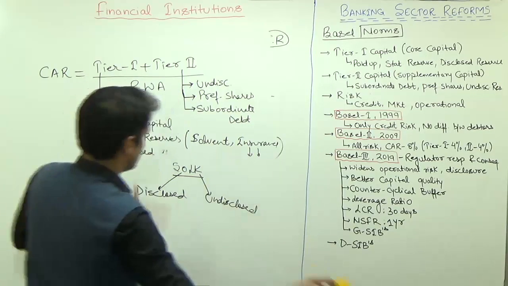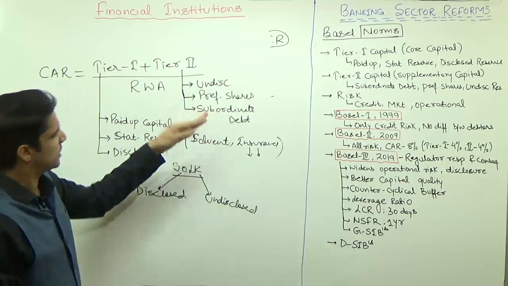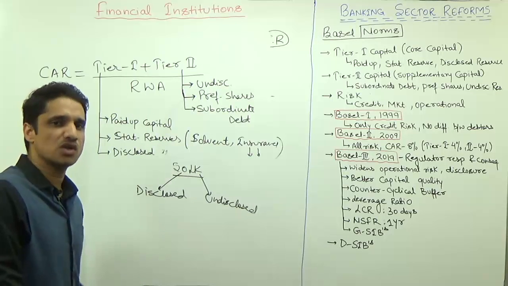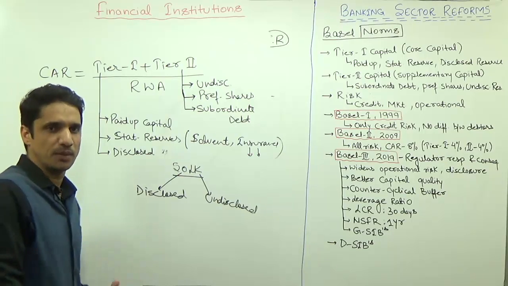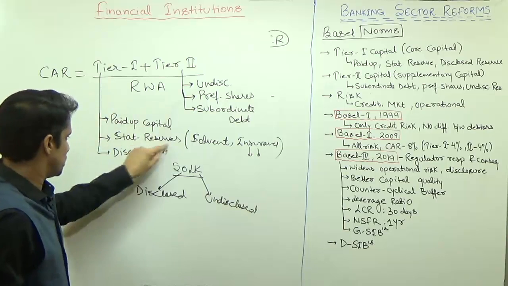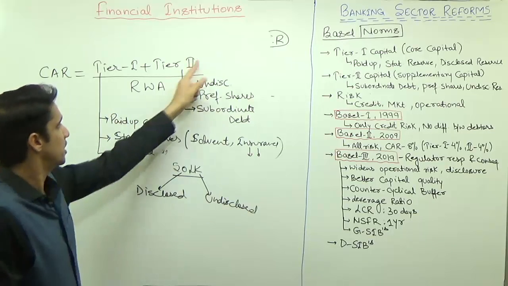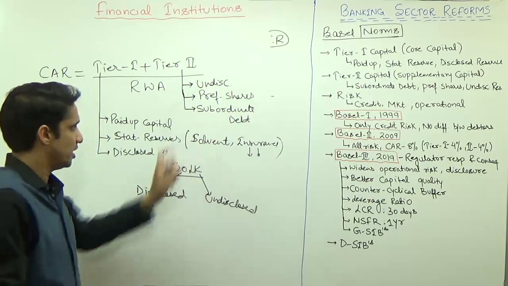From an exam perspective, these things are a bit technical, but because Basel III is in the news, these things can be asked. Which of the following does not come under tier 1 capital? Which of the following does not come under tier 2 capital? So, revising: tier 1 means paid up capital, statutory reserves, disclosed reserves. Tier 2 is undisclosed reserves, preference shares and subordinate debt.